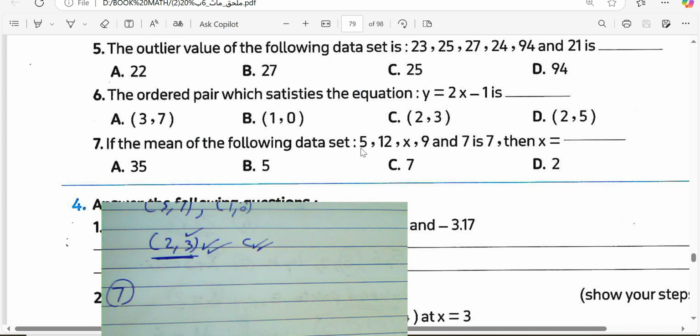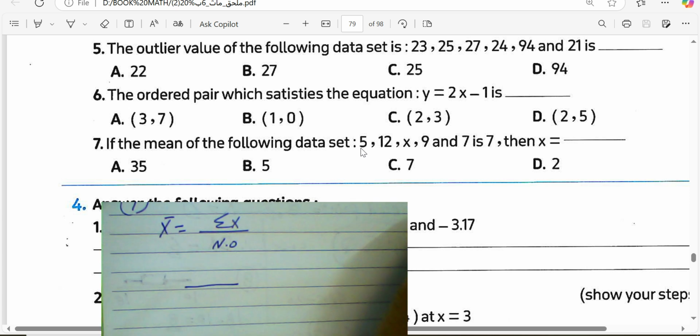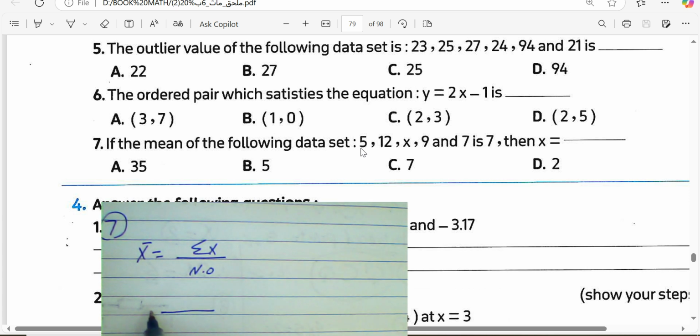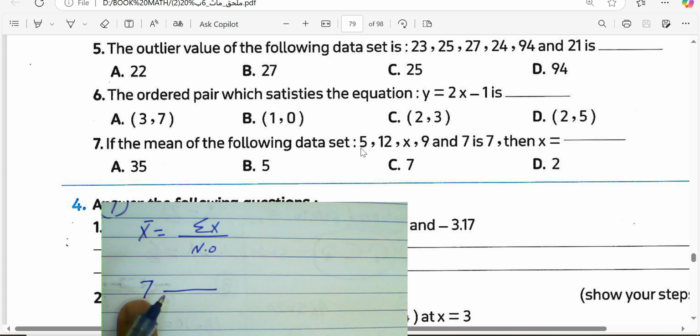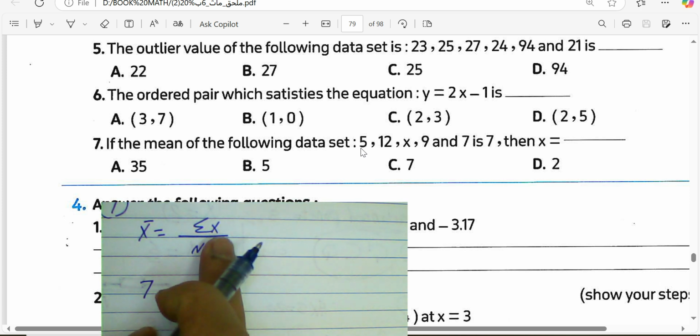If the mean of the data values is 7, what is the value of x? We know the mean equals the sum of all numbers divided by the number of values. They give us this information in the example. The x bar here was 7. X bar will be 7. It's the mean, and we know the mean is the sum of all values.